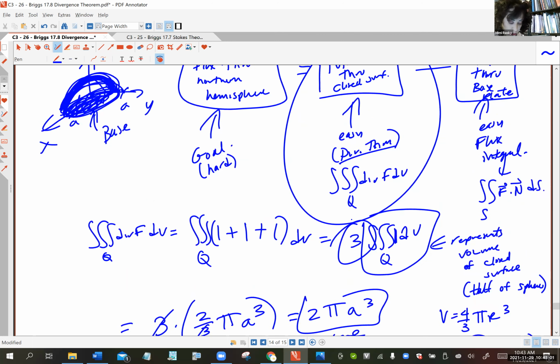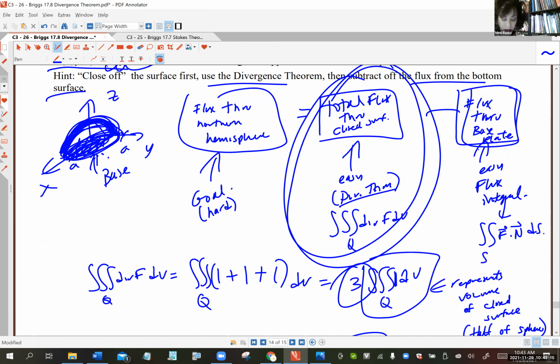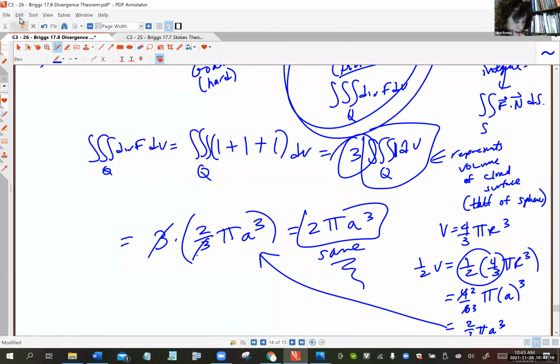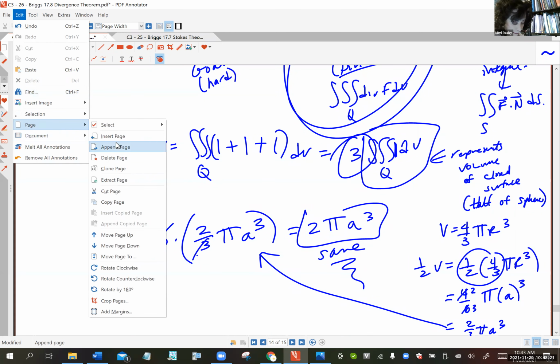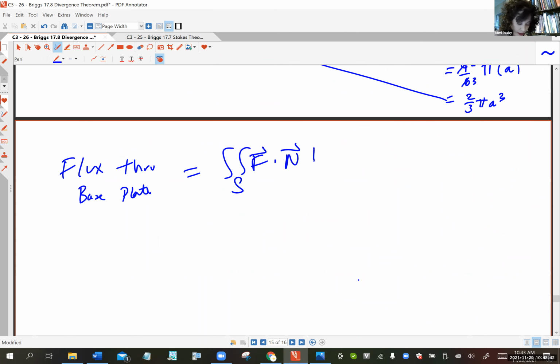And why is that important? Because remember, the strategy for the problem is we're going to get the total flux through the closed surface, which we just got. It's 2 pi a cubed. And we're going to subtract off the flux that goes through the base plate. So that's next. Let's just get the flux that goes through the base plate. We have to do a regular flux integral. I should put S's. Let's do S. The basic flux integral looks like this.